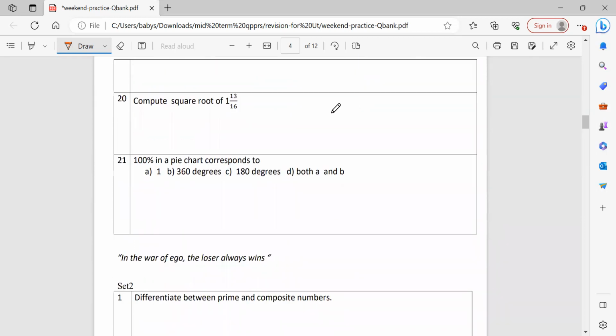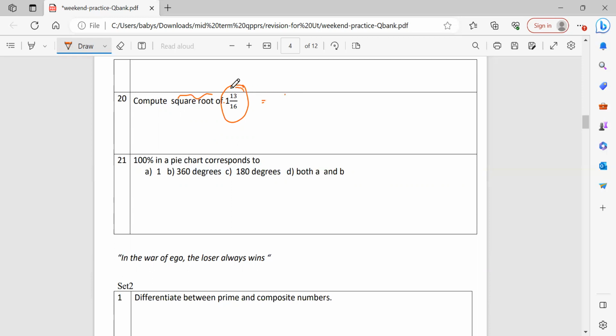Next is compute the square root of 1 13 by 16. So for that you have to first simplify this mixed fraction. It is not a big thing. It looks like something complicated, but it's quite simple. 16 ones are 16. 16 plus 13 is 29.